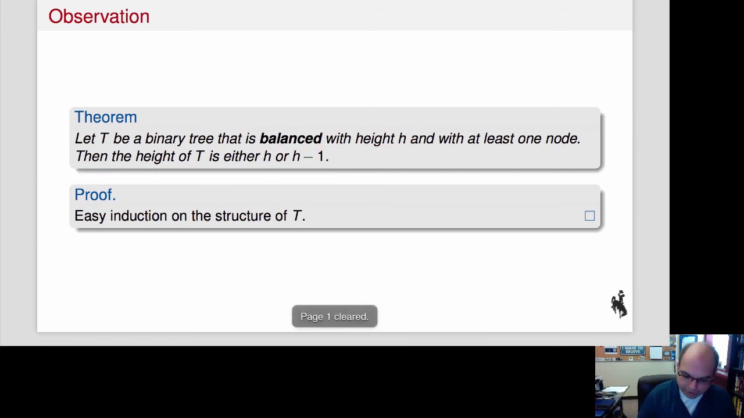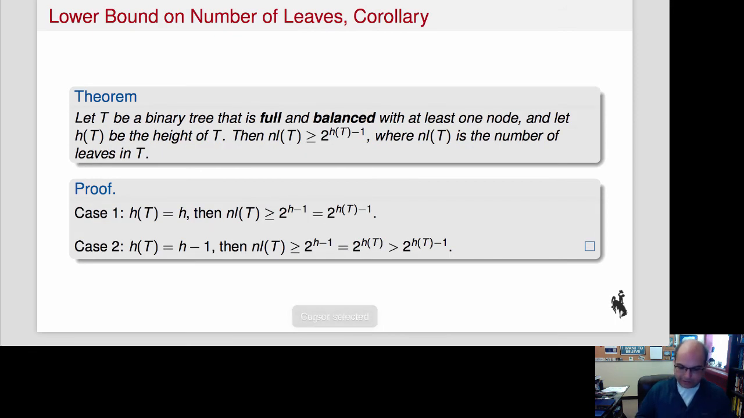But the reason that I wanted to do that is that now I can state my theorem a little bit more strongly. Suppose that B is a binary tree that is full and balanced. I no longer need to use that h, because that h only applies to balanced. Instead, I will use h of t. That's the actual height of the tree. And what I have is that NL of t, the number of leaves, is greater than or equal to 2 to the height of the tree minus 1. So let's see why. I know that h has to be either the height of the tree or the height of the tree minus 1.